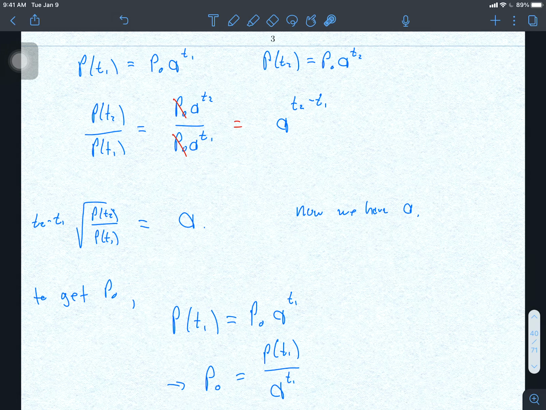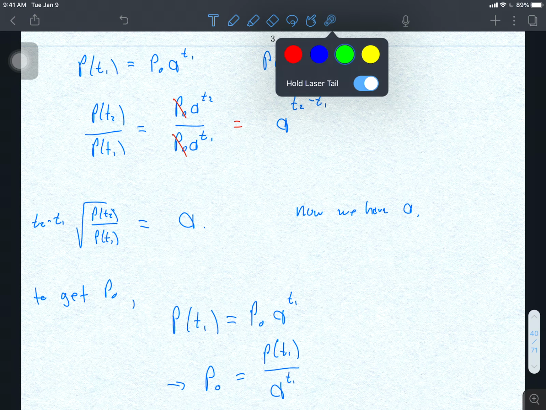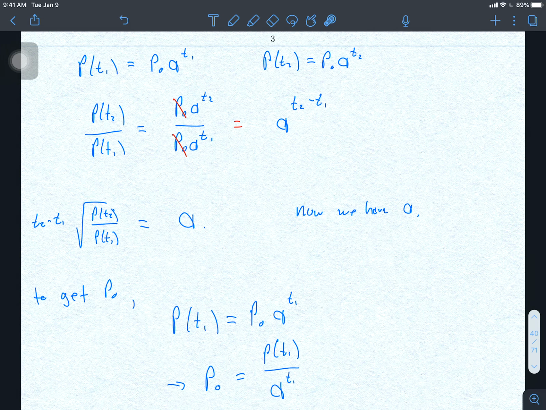Okay, so this works if you know what T1 is, and if you know what T2 is, and if you know what P of T1 and P of T2 are. So we'll see an example in just a second of how this works. But the way it works is we essentially get 2 equations. So we have P of T1 equals P naught A to the T1, and P of T2 equals P naught A to the power T2. And our goal is to find out what is P naught and what is A. So we have 2 equations with 2 unknowns.